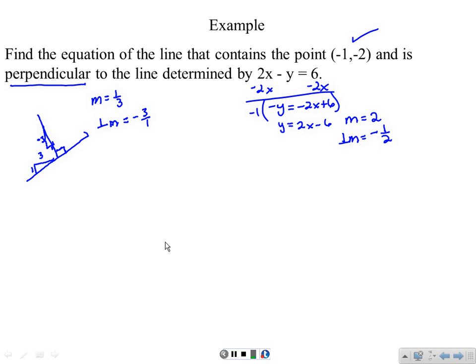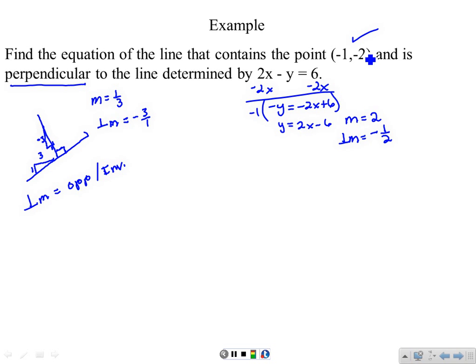Perpendicular slope is opposite inverse, which means opposite signs, reciprocal fraction, flipped fraction. So again, the line that was given has a slope of 2. Well, I want to know the perpendicular line to it, which is going to have a slope of negative 1/2. Opposite sign, inverse fraction. And it's going to have to go through this point, -1, -2.